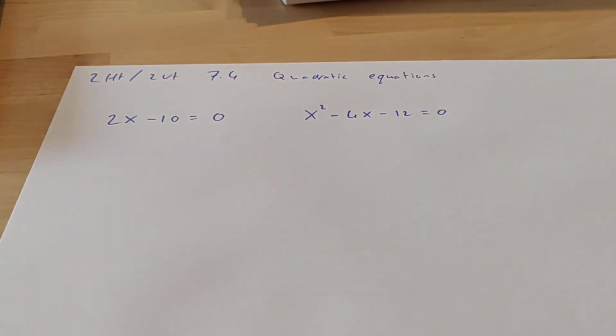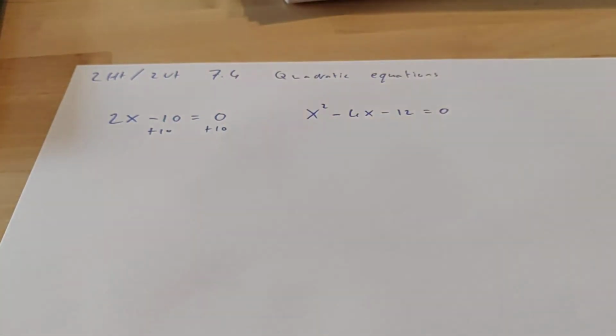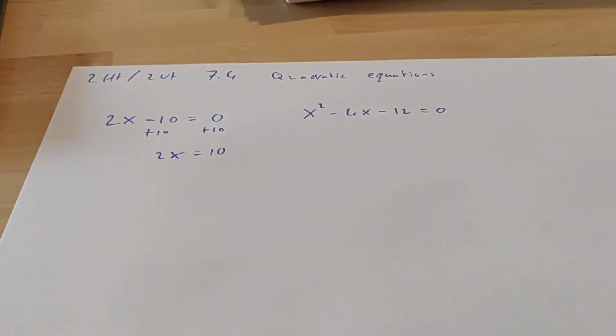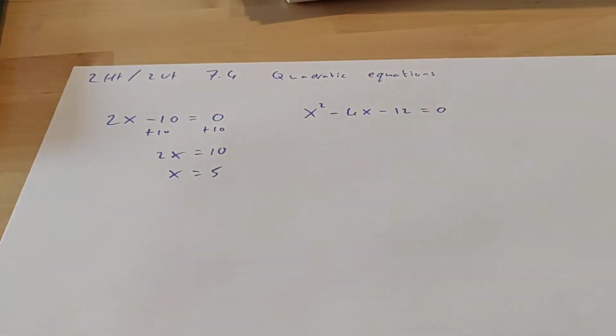This is a linear equation. You already learned how to solve that, right? If 2x minus 10 is 0, then first you add 10 on this side and you add 10 on that side, because then you get 2x equals 10. Well, if 2x equals 10, that means that 1x is 5. So then you know what x is.